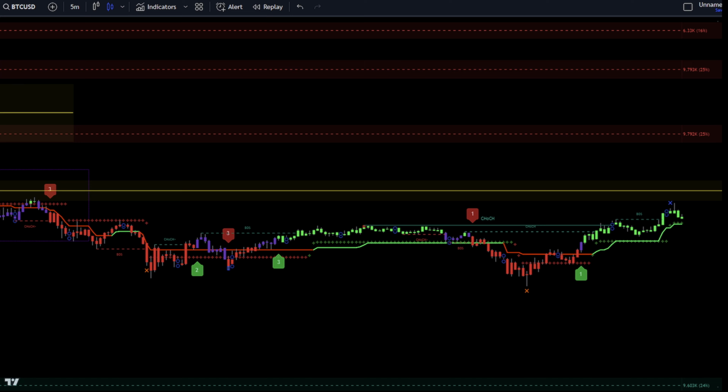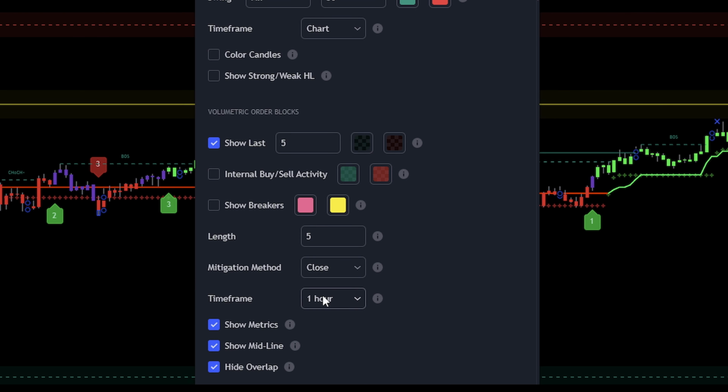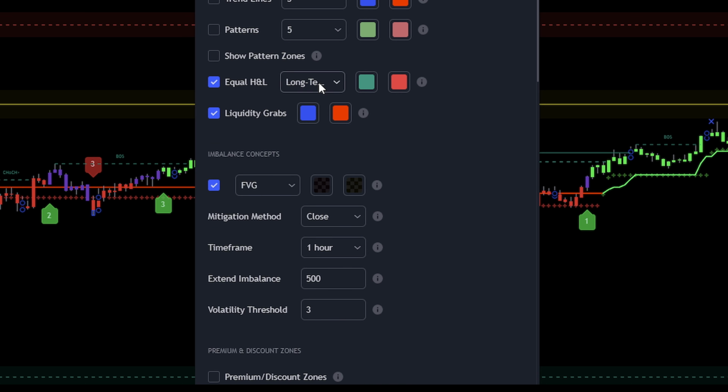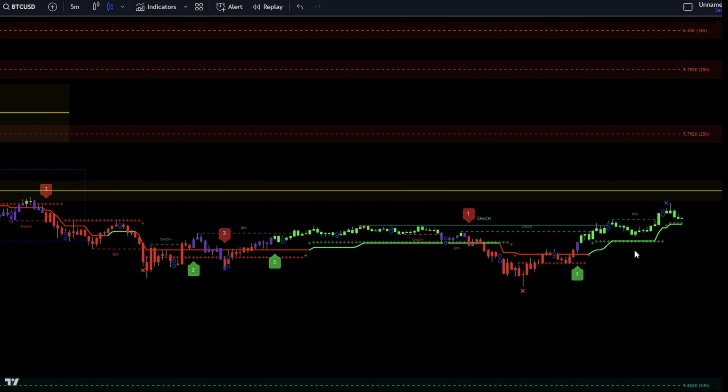Switching gears to price action concepts, the settings are dialed in to capture every nuance. Both internal and swing market structures are on the board, paired with volumetric order blocks pointing to the 1-hour time frame. Not stopping there, equal highs and lows are adjusted for the long haul, alongside liquidity grabs and fair value gaps, and the fair value gaps anchored to a 1-hour view. With these settings locked in, just hit OK and the trading stage is set.